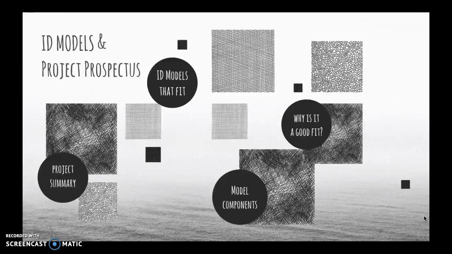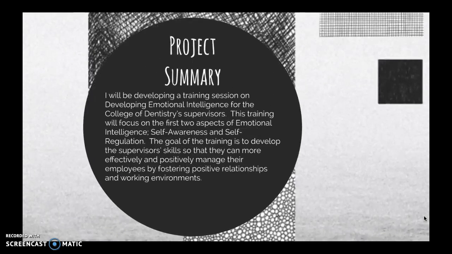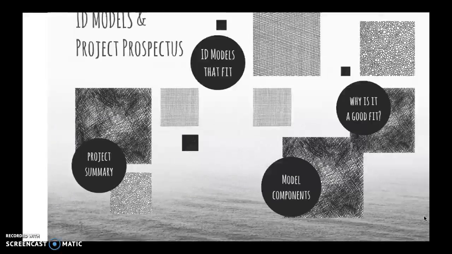So let's get started. With my project summary, I'm going to be developing a training session on developing emotional intelligence for the College of Dentistry supervisors. This training is going to focus on the first two aspects of emotional intelligence, which are self-awareness and self-regulation of emotion. The goal of the training is to develop the supervisors' skills so that they can more effectively and positively manage their employees by fostering positive relationships and working environments.